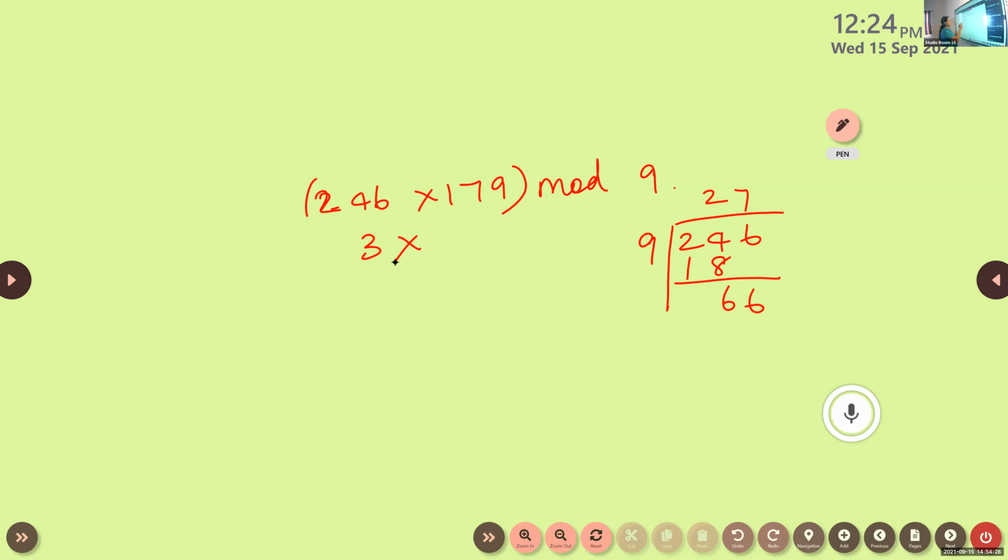3 into then 179 when you divide it by 9. 1 times 9, then 89. 9 nines are 81. Whether the balance is 8. Am I correct, Aparna? Yes, ma'am.